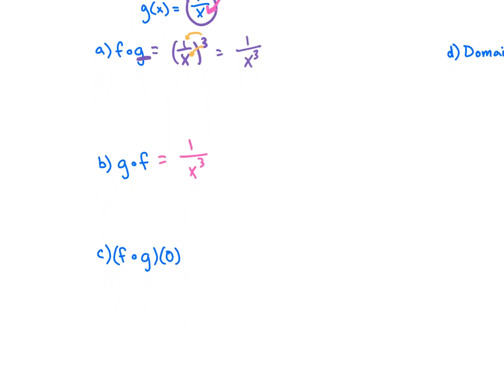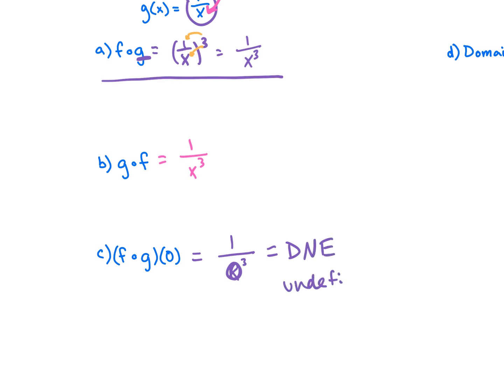For c, it asked me for f of g of 0. So that would be my function here. So I have 1 over x cubed. Plugging in 0, it would be 1 over 0 cubed, which we could say does not exist, or undefined, because we can't have 0 in the denominator. So our answer here would be does not exist.